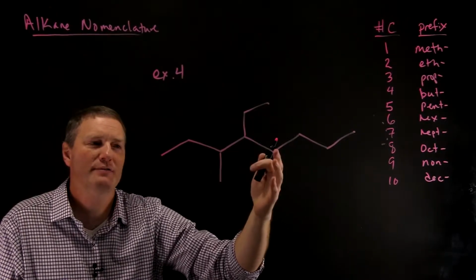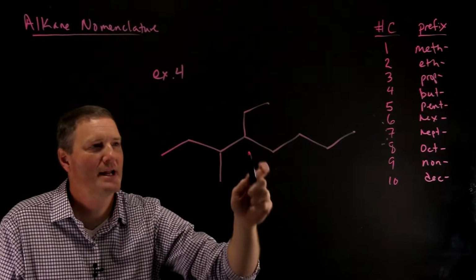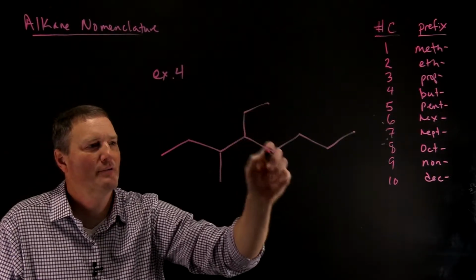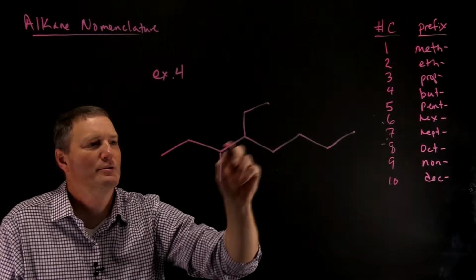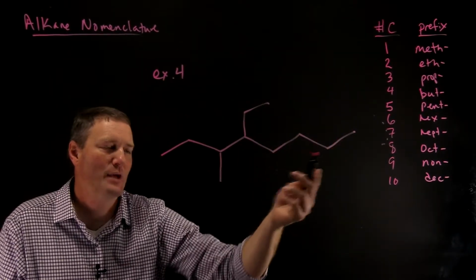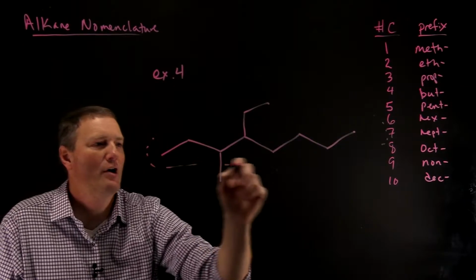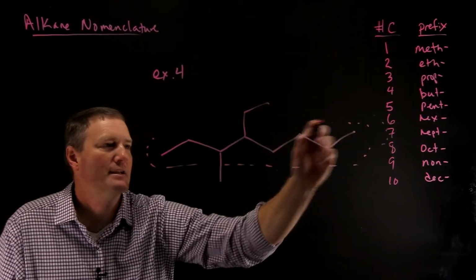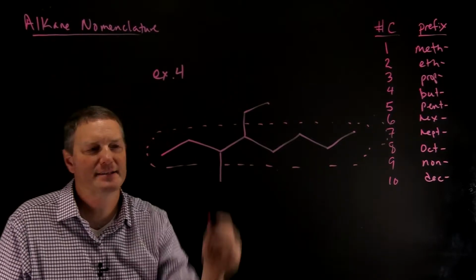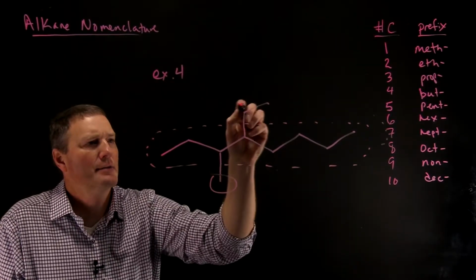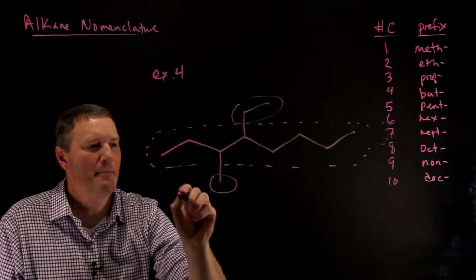But let's also just verify there's not some other longer chain. 1, 2, 3, 4, 5, 6, 7. That would be a heptane. That's shorter. 1, 2, 3, 4, 5, 6, 7. That's also a heptane. So definitely our longest continuous carbon chain is the one in the middle. Then we're going to have to list these substituents a little bit differently, because notice this would be a methyl substituent.